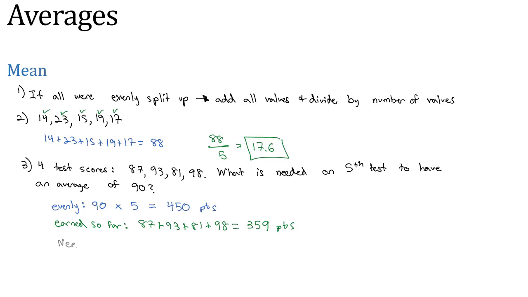So how many points do I need in order to get that 450 points that if they were evenly split between the 5 tests, it would be a 90 average? Well, we take that 450 points we need, subtract the 359 points we have, and you end up with 91 points are needed on the last test to make an overall average of 90. Because then we'd have a total of 450 points that could be divided up evenly with an average of 90 points on all 5 tests.